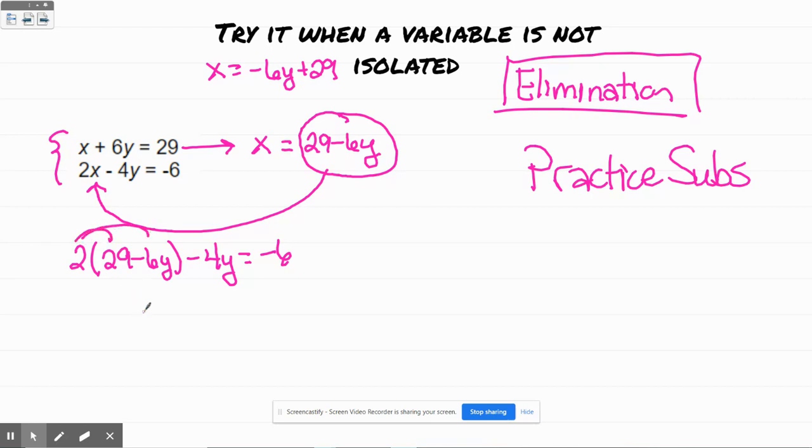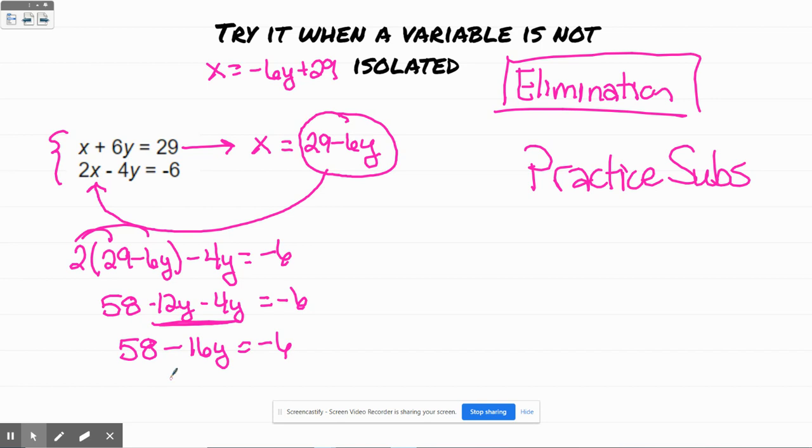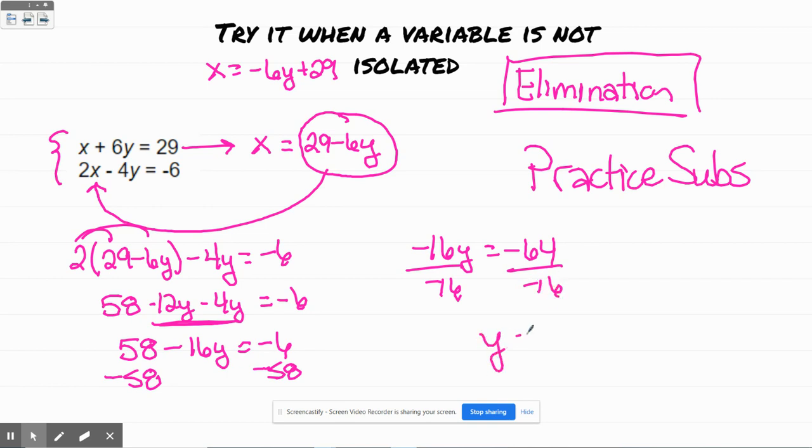You'll take 29 times 2, and you'll get 58, minus 12y minus 4y equals negative 6. Combine like terms, be careful with signs. That's 58 minus 16y is negative 6. Got to get the y by itself, so I'll subtract 58 from both sides. And I'll get negative 16y equals negative 64. Divide both sides by negative 16, and we get the y value equals 4.